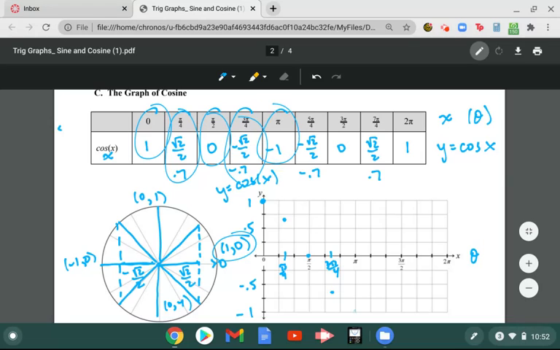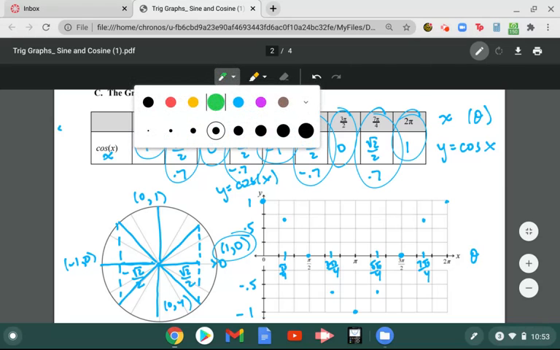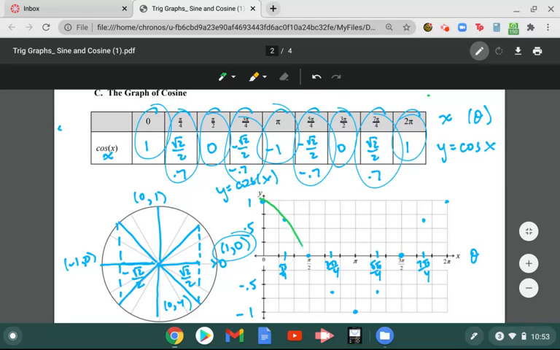Pi negative 1 is here. 5 pi fourths, which is going to be halfway in between there. So 5 pi fourths, negative 0.7 again, which is here. 3 pi halves, 0. 7 pi fourths, so halfway between those next 2 points, is back to positive 0.7. And then 2 pi is back to 1. So I can see that I'm repeating that pattern. So as I draw that in, let me draw it in green. We end up with a similar shape, but I'm starting instead with a value of 1 on the y-axis.